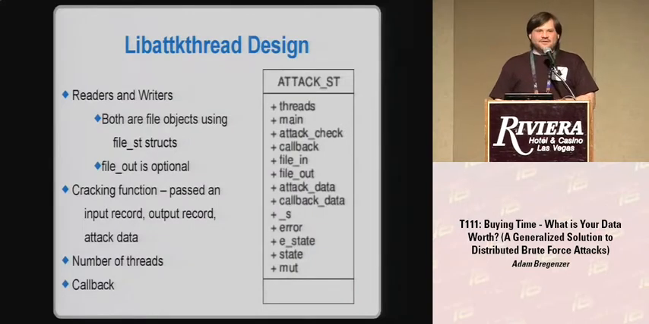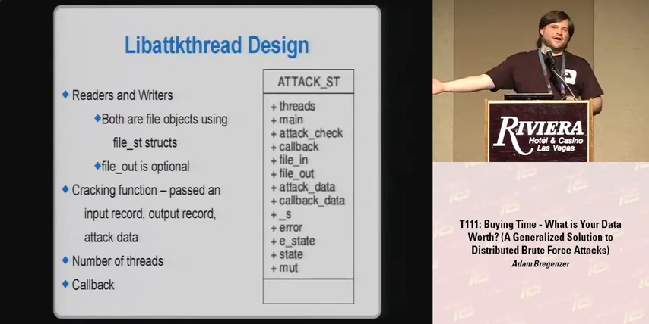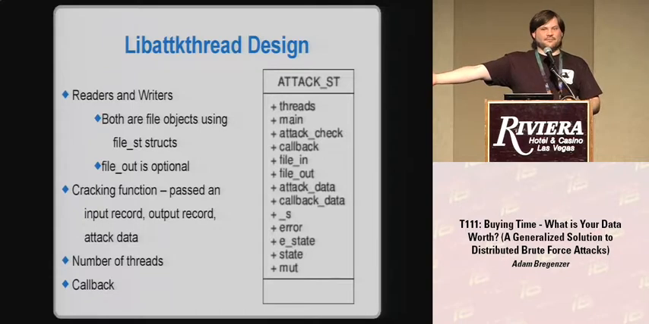Breaking down to the detail on libattack thread, there's the primary structure, which is the attack. It's a C structure called attack_st. This is the attack structure that you build when you launch your attack. You're primarily filling it with your reader and your writer, which are the file structures that you use to say, okay, what's my list of words, what's my list of hashes, and then if you're actually going to want to write this back out, where am I writing it to? What's the file I'm going to write the output to?